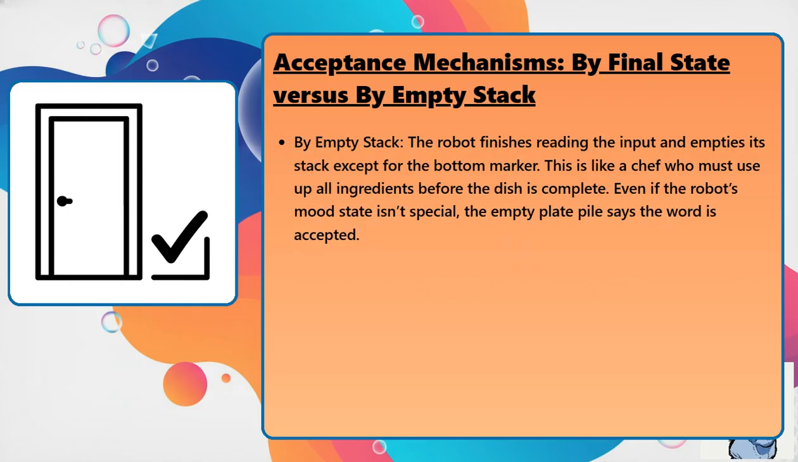By empty stack, the robot finishes reading the input and empties its stack except for the bottom marker. This is like a chef who must use up all ingredients before the dish is complete. Even if the robot's state is not special, the empty plate pile says the word is accepted. Some textbooks also combine both criteria, final state and empty stack.